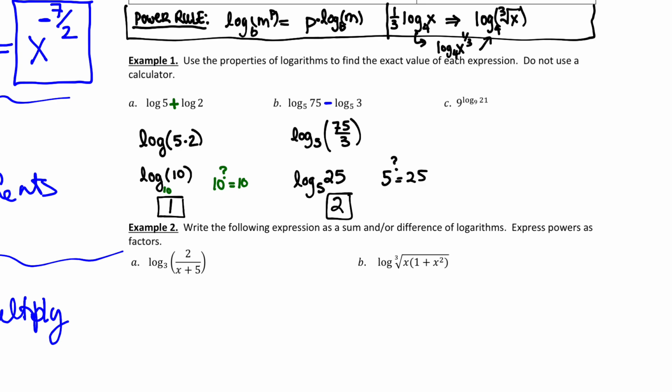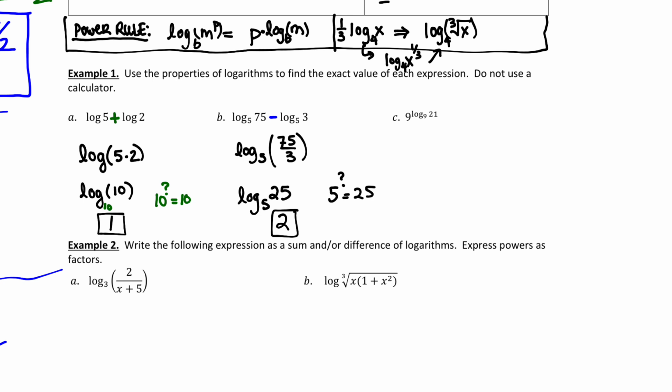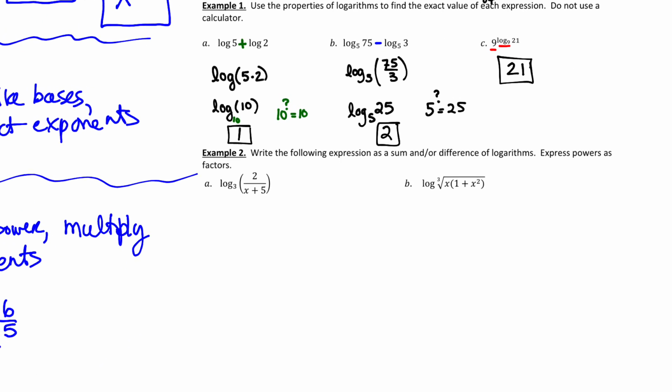And that last one, Ella, what did you do for that one? You used the inverse rule. You have an exponential and a logarithm of the same base, so the answer is just 21. Perfect. Okay, good. Any questions on those three?